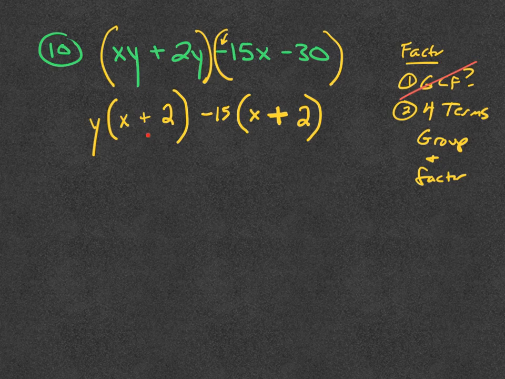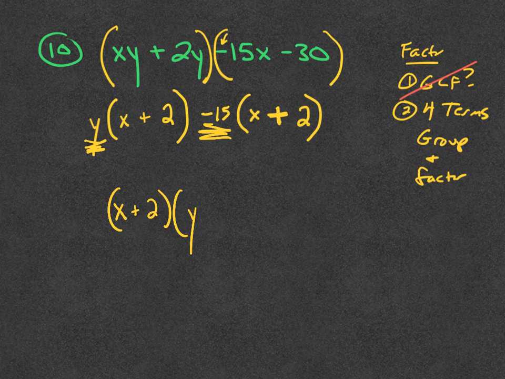And in most cases, hopefully you've got this common parentheses. The x plus 2 is common to both parts of these. So what we're going to do is take that out, the x plus 2. And then we're just going to put what's left when you take that out. When we took x plus 2 out of the first one, we were left with y. We took x plus 2 out of the second part, we were left with negative 15.